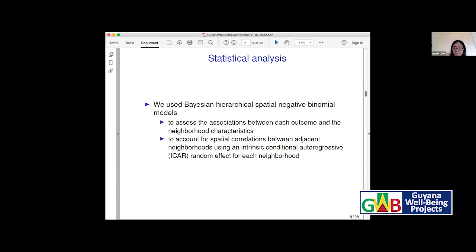We use a model called ICAR, the intrinsic conditional autoregression. So you have a random effect, because with this one, it allows us to account for the correlations between adjacent neighborhoods.